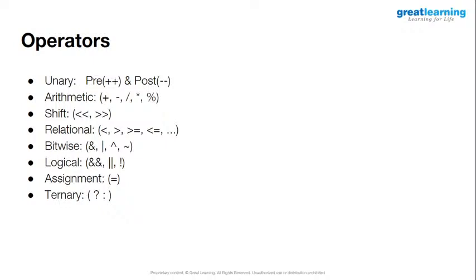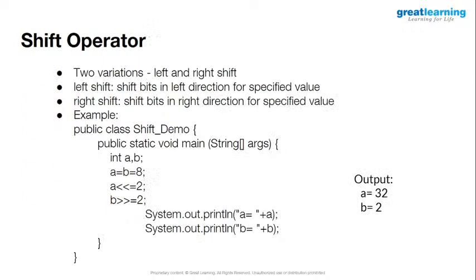I have put up a slide because many of you, as beginners, will not know this. There are two kinds of shift operators: left shift and right shift. Left shift works on bits. It moves the bits in the left direction by the specified value. In this program, b is initialized with 8. Then we use left shift, which shifts bits to the left side.